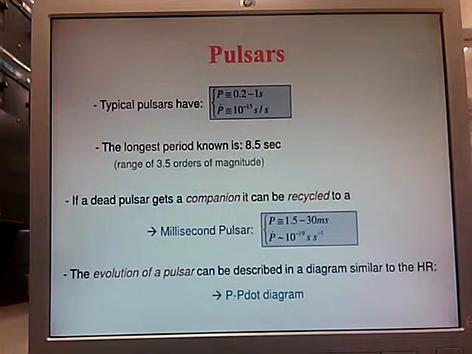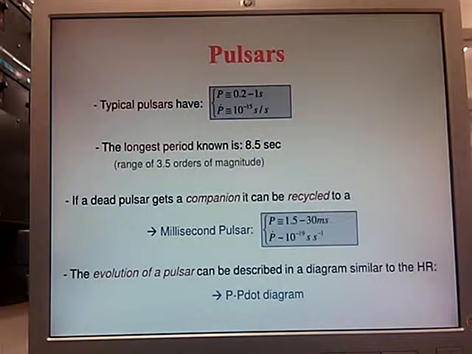The longest period for a pulsar known is something like 8.5 seconds. So there's a range of 3.5 orders of magnitude in period that is spanned by all the known pulsars. But it's interesting to note that as these guys are spinning down, you can start thinking, well, if I wait around long enough, one of these pulsars will actually reach a point where it too rotates slowly like the magnetar, and everything shuts off. At that point, we say that that pulsar is dead.